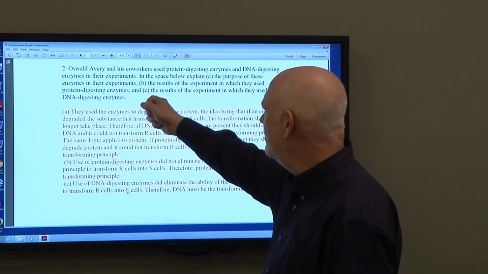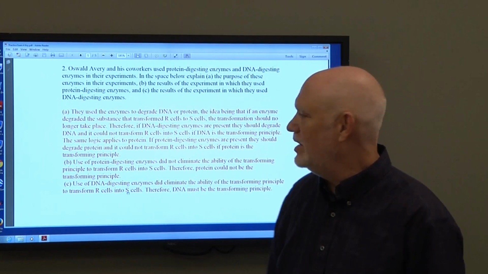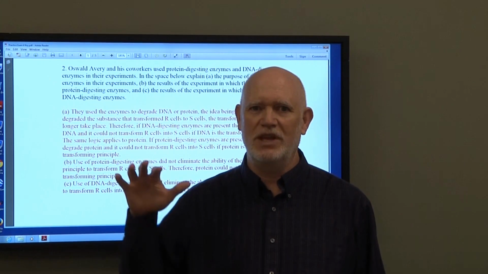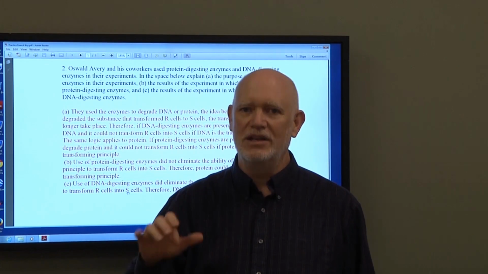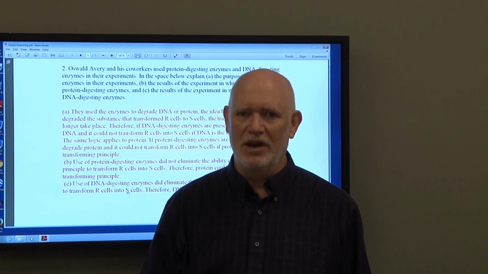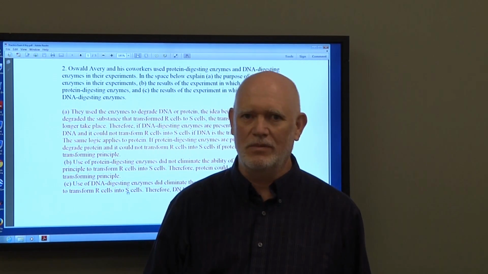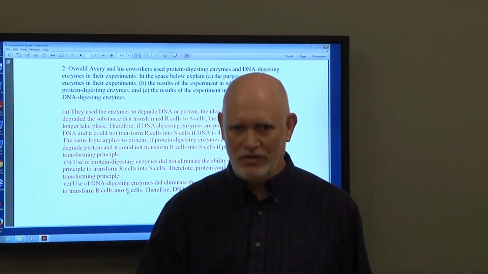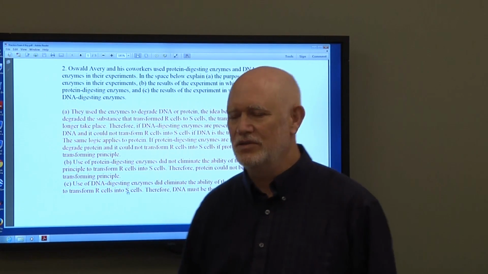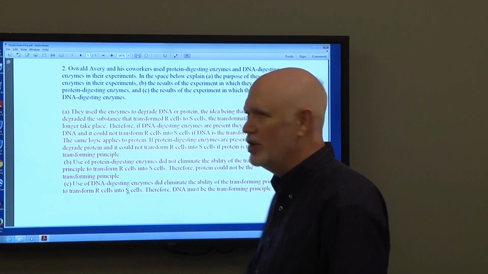On the other hand, Part C, the experiment when they used DNA digesting enzymes, destroys the DNA, but not the protein. And when they did that, the substance could no longer transform R cells into S cells. Therefore, DNA must be the transforming principle and therefore the genetic material.